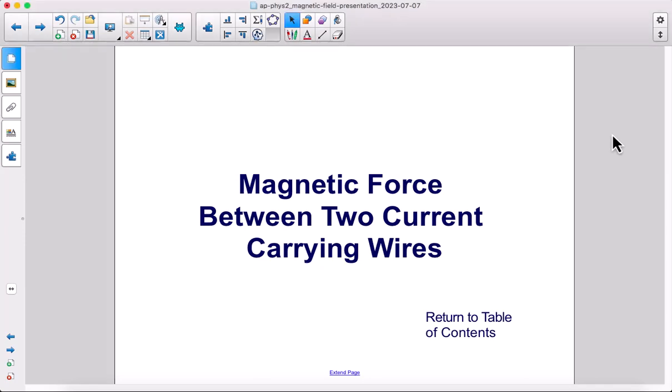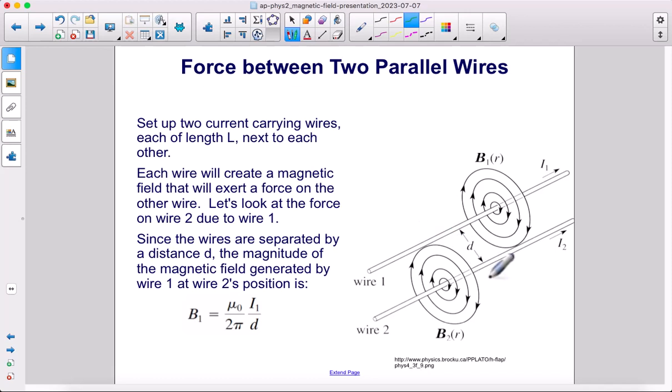Magnetic force between two current-carrying wires. Here's a common situation that you might see. You have two wires, each with current flowing through them, each of length L, and they're next to each other. Each wire is going to create a magnetic field around it.